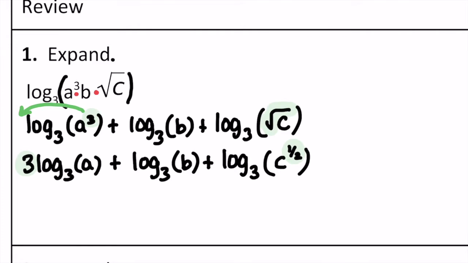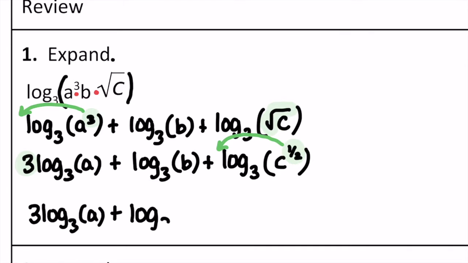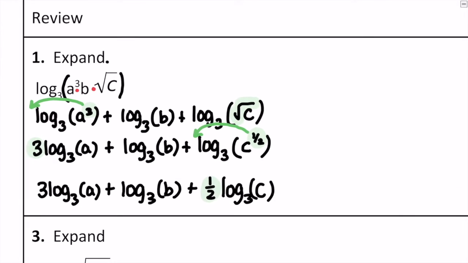From here, to finish this, I'm going to move that exponent to be a coefficient instead. And my final answer is going to be 3 log base 3 of a plus log base 3 of b plus 1/2 log base 3 of c. I just moved that 1/2 to be a coefficient instead of an exponent inside of the logarithm. And this is my final answer.